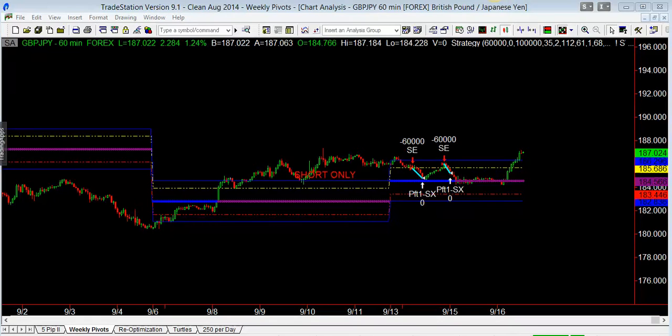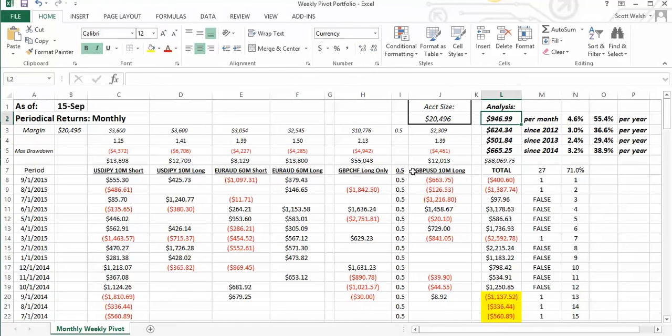Now let's go to the spreadsheet. Here are 6 robots of exactly this particular type. On the far left, we have a dollar-yen on a 10-minute chart that goes short only. We have a dollar-yen 10-minute chart that goes long only. Because remember, the long side of the market and the short side of the market, they're not the same. They need different parameters. So these both have different inputs.